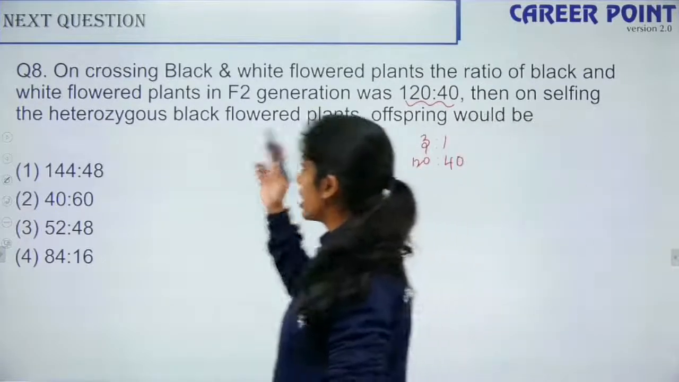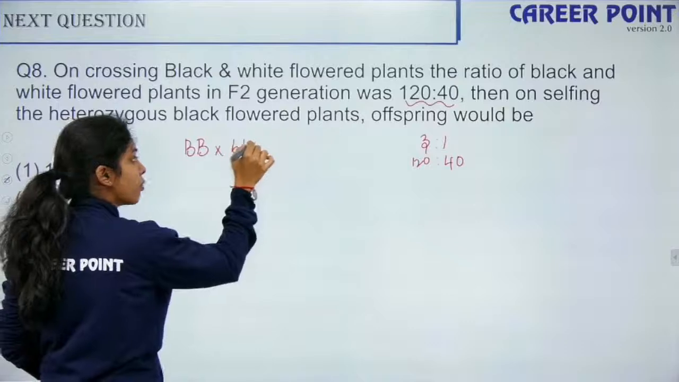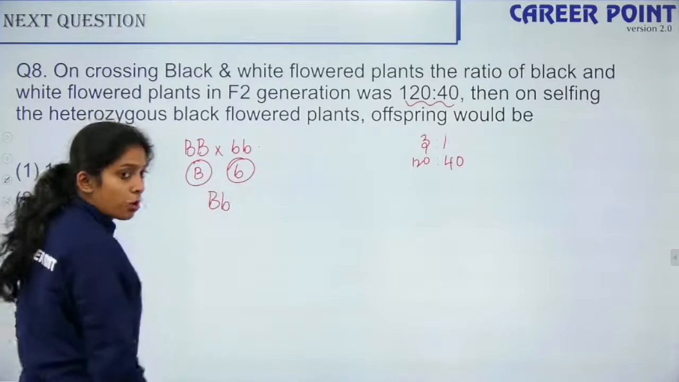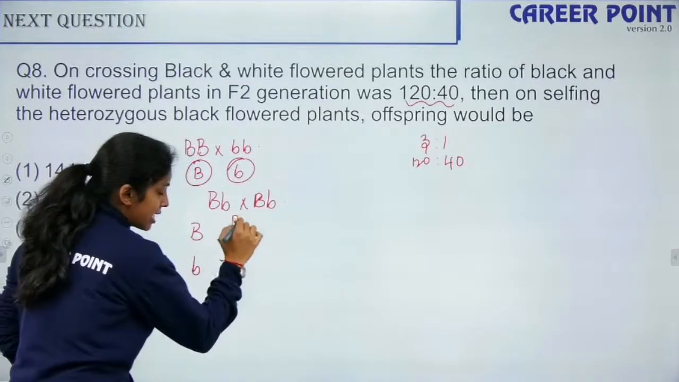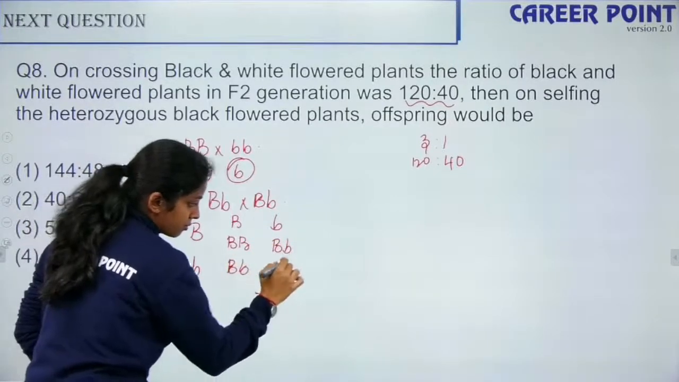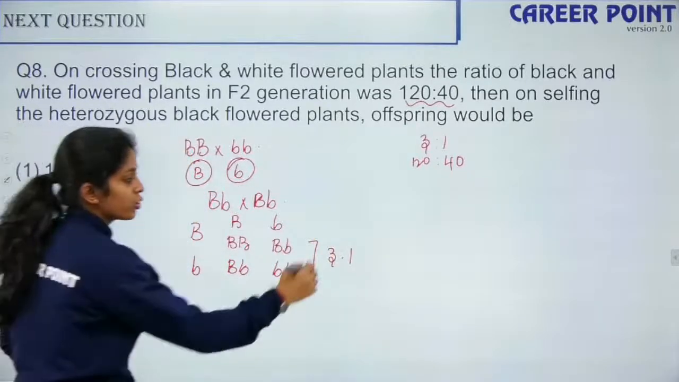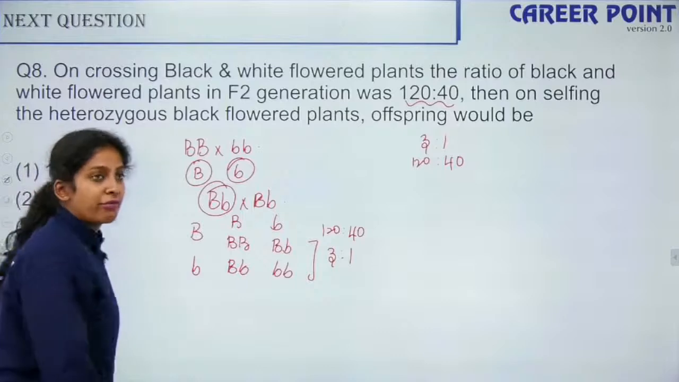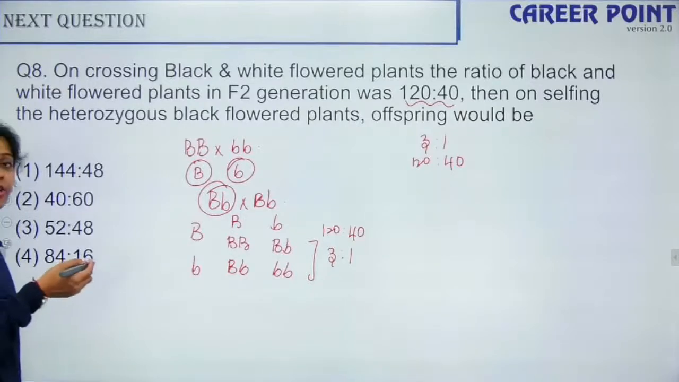So, heterozygous black flower. So, let's go here. I have a black flower. I consider this is dominant and the white flower has small b, small b. So now the gamete will be capital B and small b. So the F1 offspring will be capital B, small b. For the F2 generation, I do selfing. So I make the gametes like this. So here the ratio is 3:1 phenotypic ratio. That is your 120:40. Now they are saying, again, if the heterozygous black flower is selfed, again you will get the ratio as 3:1. So from the given options, see which reduces to 3:1 perfectly.